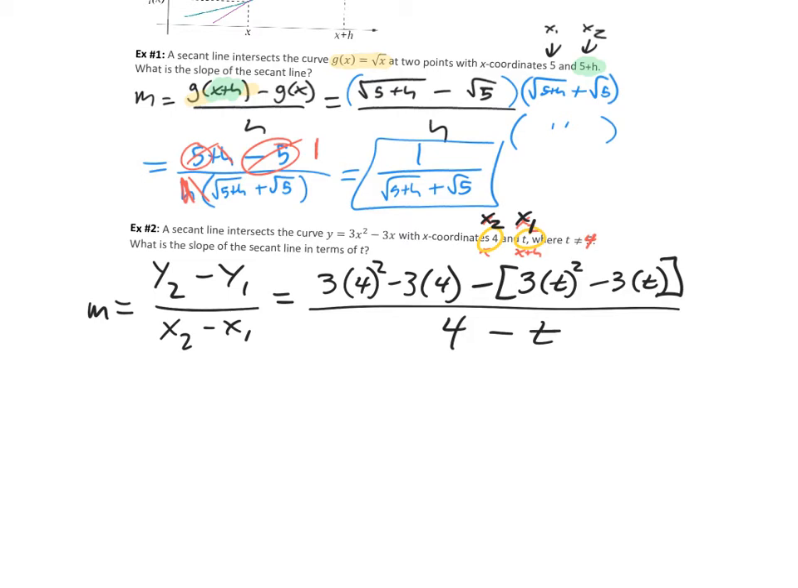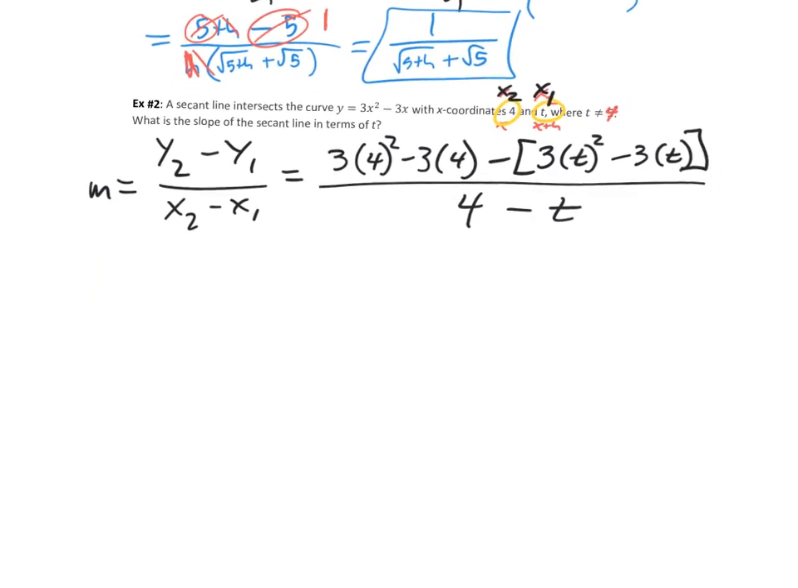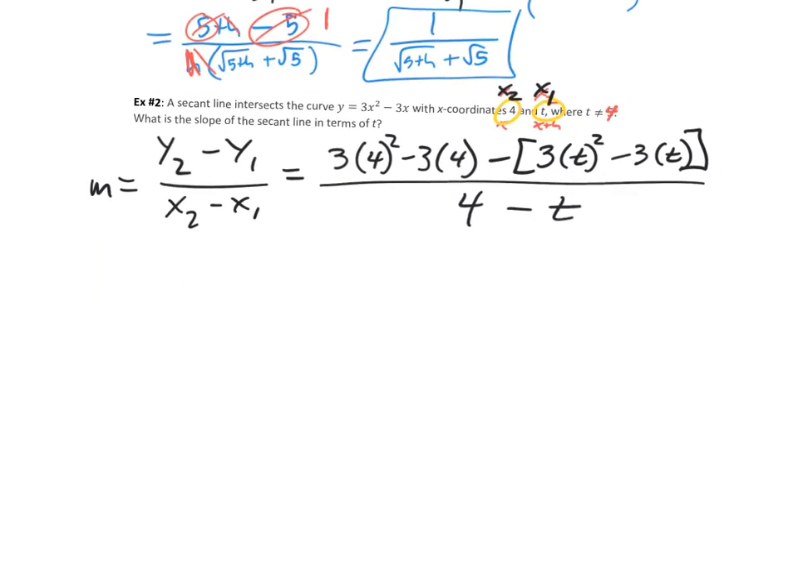Sweet. Okay, let's just play with this, simplify it, see what we get. So 4 squared is 16, and 3 times 16, I don't know off the top of my head, but I do know that if I double 3, I get 6, and if I half 16, I get 8, so I think that's 48. So I'm just going to go down here. That's a 48 minus 3 times 4 is 12, minus, let's work out what's going on inside here. It would just be 3t squared minus 3t.